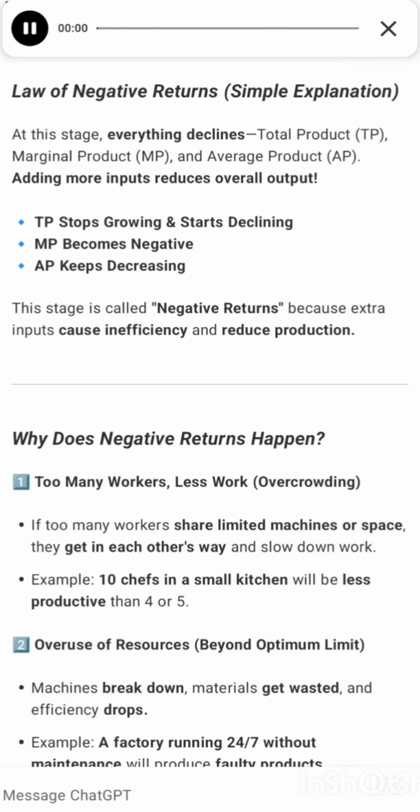Law of negative returns, simple explanation. At this stage, everything declines. Total product TP, marginal product MP, and average product AP. Adding more inputs reduces overall output.